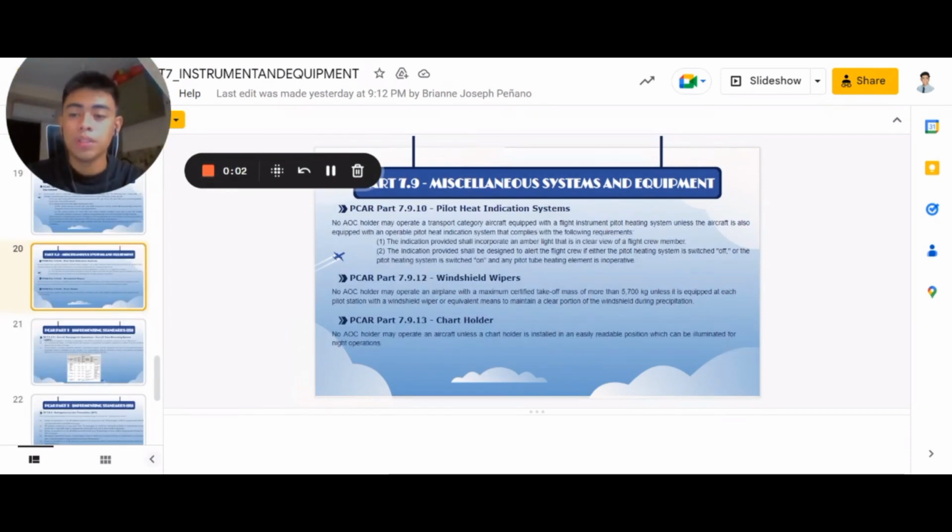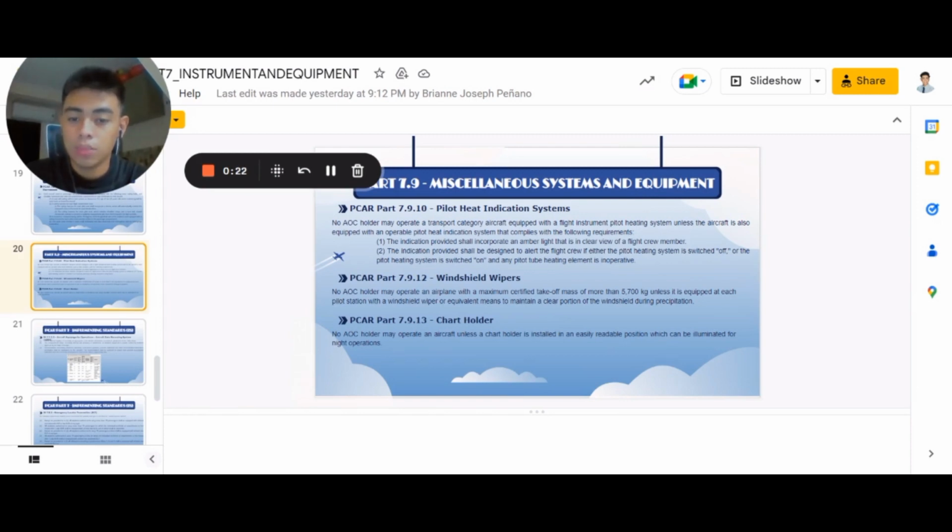The CAR part 7.9.10 talks about pilot heat indication system. So dito naman nakalagay kung ano yung mga kailangang rules susundin pag when it comes to heat indication systems. So number one is the indication provided shall incorporate an amber light. This is in clear view of a flight crew member.